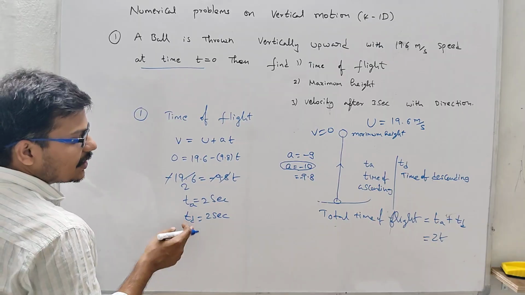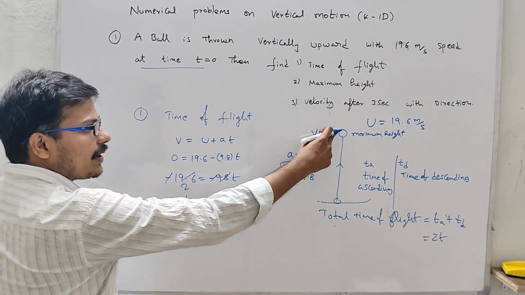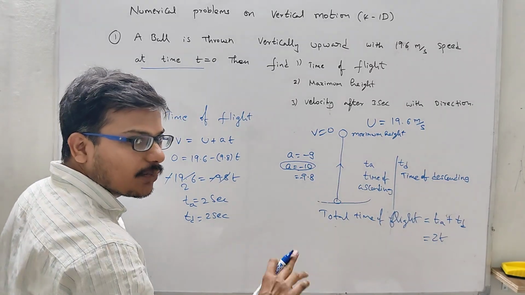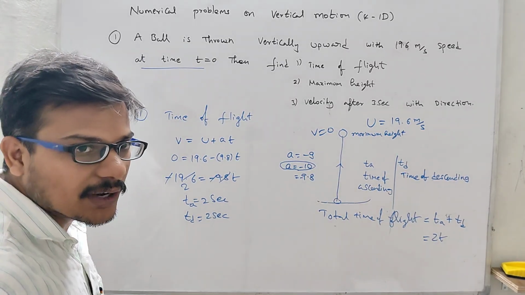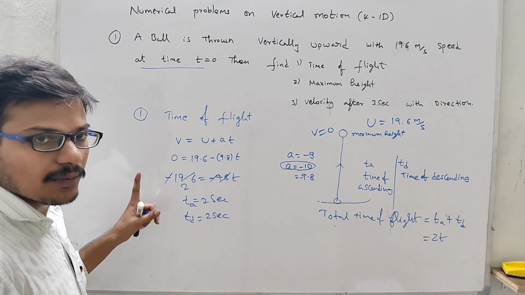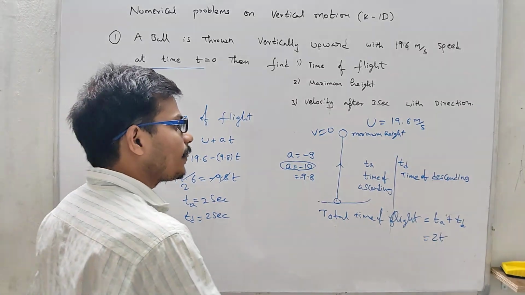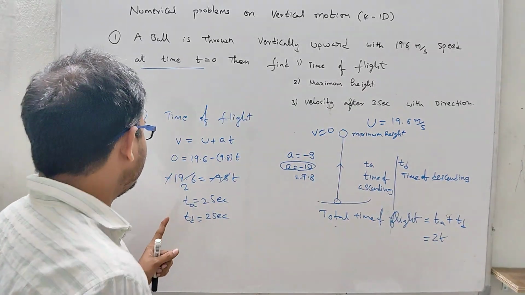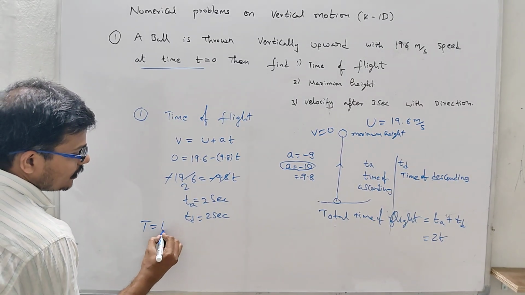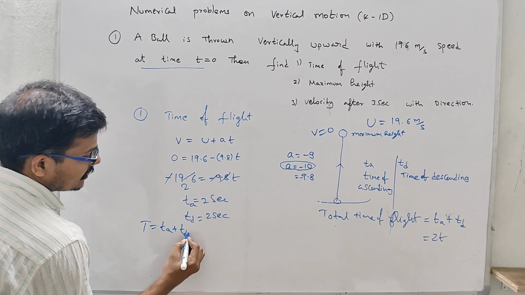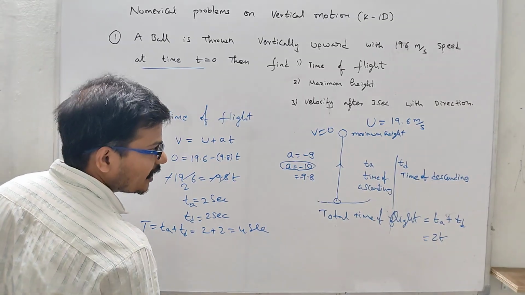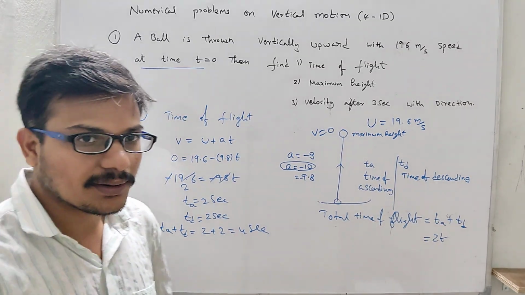Why is it the same? Because only one force acts in both cases, the acceleration due to gravity of the Earth. There are no additional forces, so both cases take the same time. So the time of flight equals TA plus TD, which is 2 plus 2, 4 seconds. Time of flight is 4 seconds. Note it.